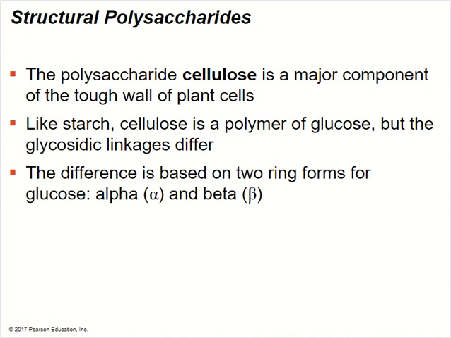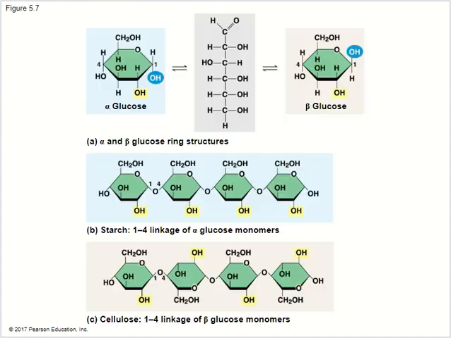Now, going beyond storage, using polysaccharides for structure, there are polysaccharides called cellulose, and that is a major component of the tough cell wall in plant cells, aiding their rigidity and structure. Like starch, cellulose is a polymer of glucose, but the glycosidic linkages differ. The difference is based on the two rings forming glucose, either alpha or beta.